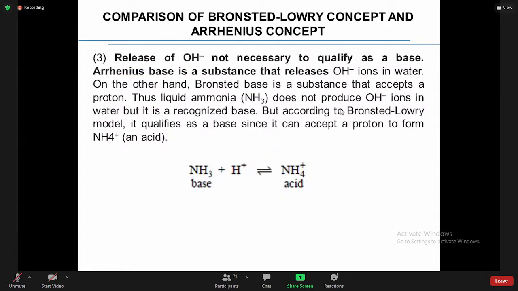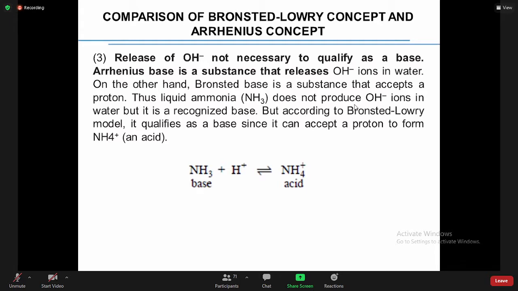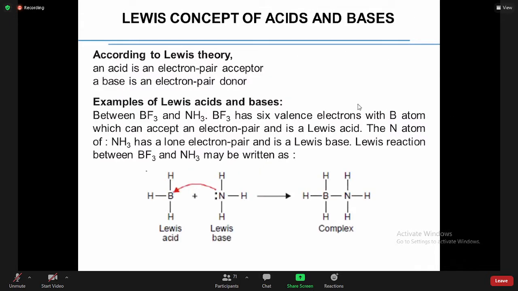And the third one is that the release of hydroxide ion is not necessary to be qualified as a base. Rather, if it can accept a hydrogen ion, a proton, that will be a base, right? So according to Bronsted-Lowry, the base NH3 doesn't have any hydroxide ion, right? Still it is a base because it can accept a proton. I hope it's clear, right? Okay, so next, Lewis theory.